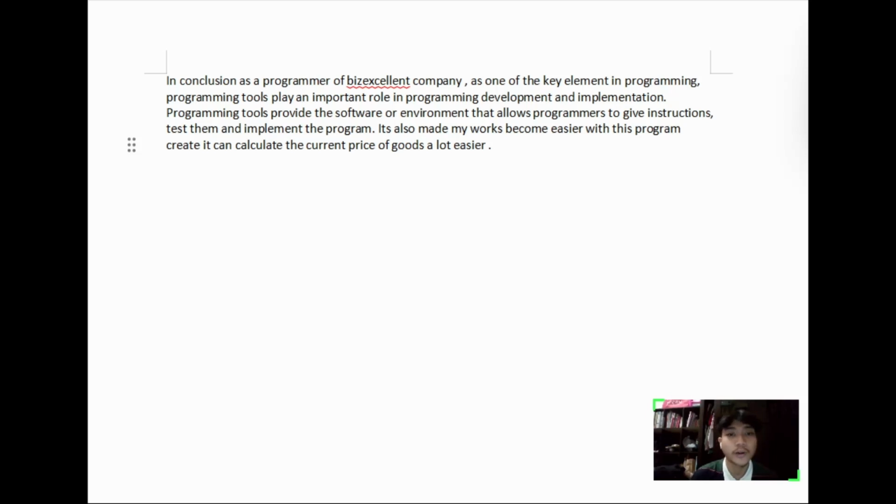In conclusion, as a programmer of this excellent company, as one of the key elements in programming, programming tools play an important role in programming development and implementation. Programming tools provide the software or environment that allows programmers to give instructions, test them, and implement the program. It also made my work easier with this program, as it can calculate the current price of goods more easily. That's all from me. Thank you.